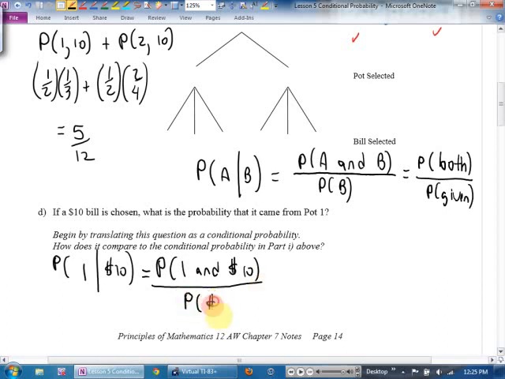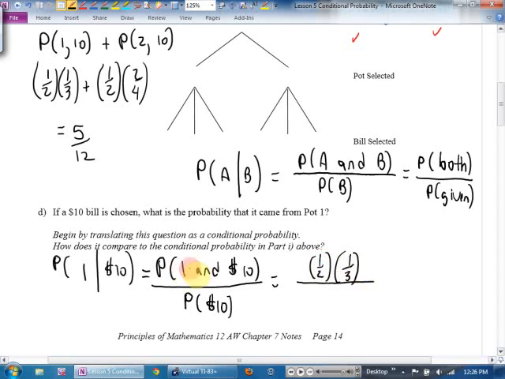Now, why is that so helpful? Go look at your tree. Do we have a branch that has 1 and 10? Walk down that branch, because and means what? Multiply down. What numbers are going to go on top of the fraction here? Two fractions. What are they? 1 out of 2 and 1/3. You know it's the 1/3 because this says both, so I'm going down the one column, not the two column.